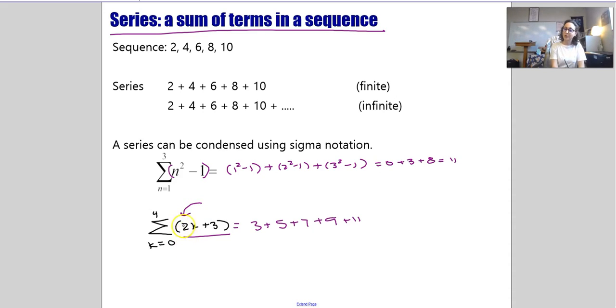Slope of 2. So remember earlier I said whatever your slope would be in an arithmetic or in a linear function, that's going to be your d in an arithmetic sequence. Okay, the other thing I want you to notice is how many terms do you have in this series?